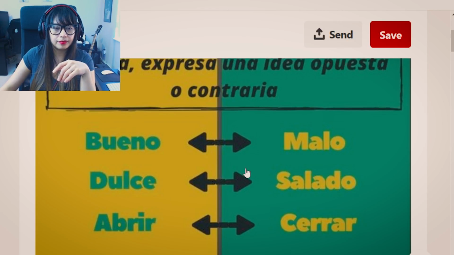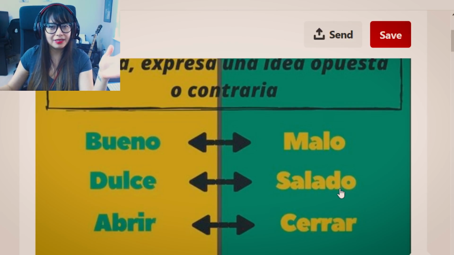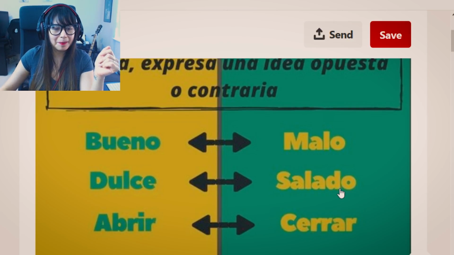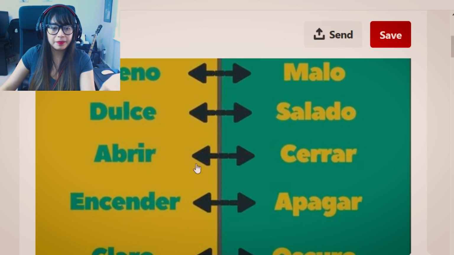Dulce. The opposite of dulce is salado. Salado sounds kind of like salad, right? Yep, so do you know what dulce means? Dulce means sweet. Sweet and salty or savory. Now the next one, abrir.